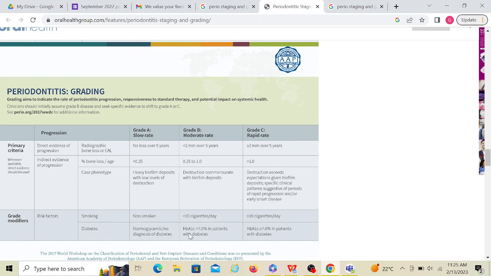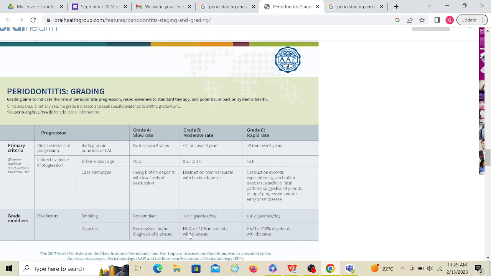There is generalized recession of 1 to 2 mm and the patient says, "I am a heavy smoker. I consume 20 cigarettes a day and I have diabetes and it's more than 7." So 1 to 2 mm recession is stage 1. But because he says he has more than 20 cigarettes a day and his diabetes is more than 7, he becomes grade C, meaning he has recession of 1 to 2 mm and he is at a very high risk of the progression of disease.